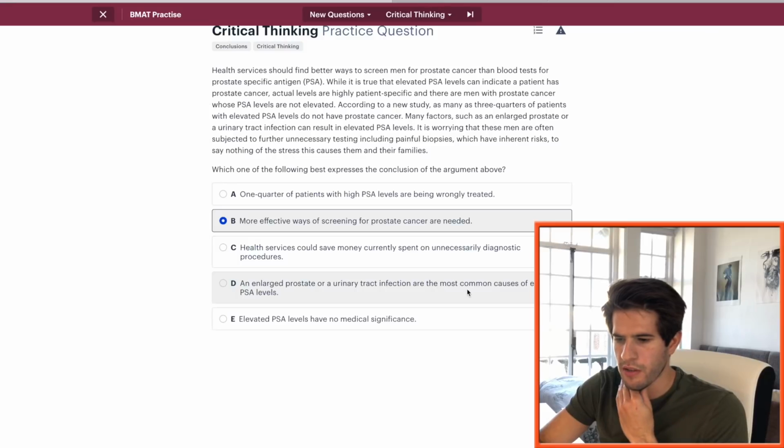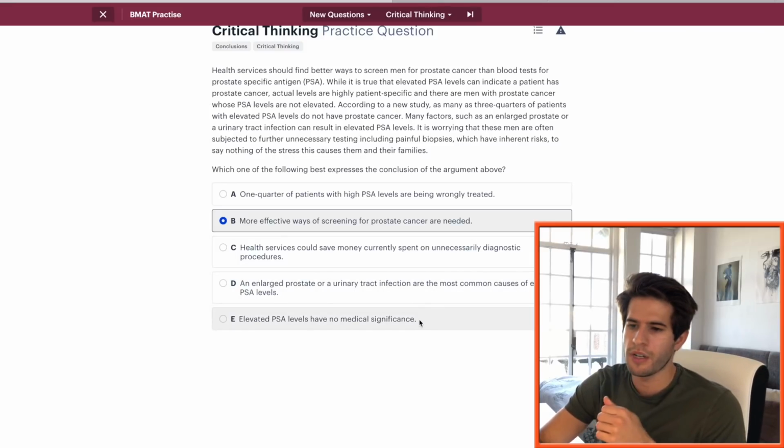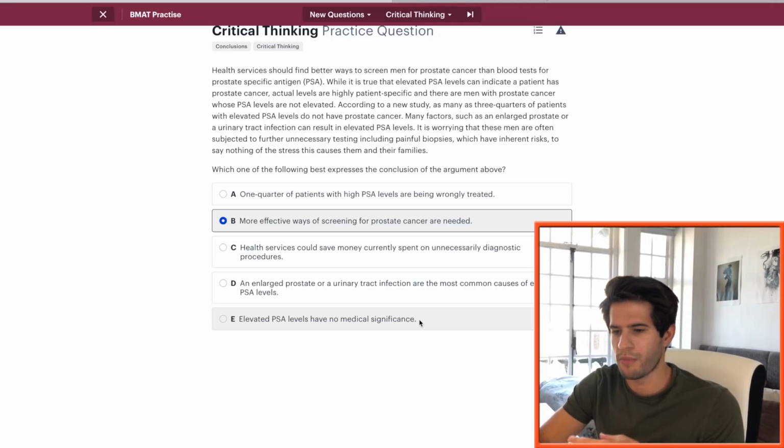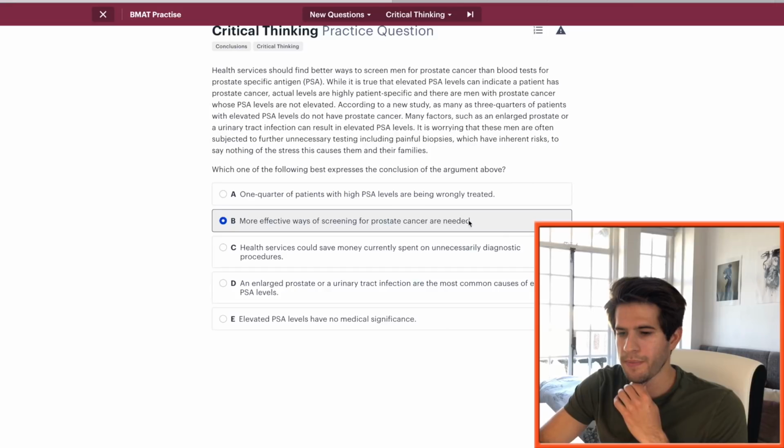And a large prostate are most common. Elevated PSA has no medical significance. It's not saying that there's no medical significance. It's just saying that it's not always the case for each individual person. So I'm definitely going to go with B.